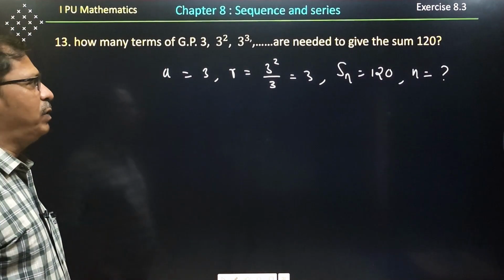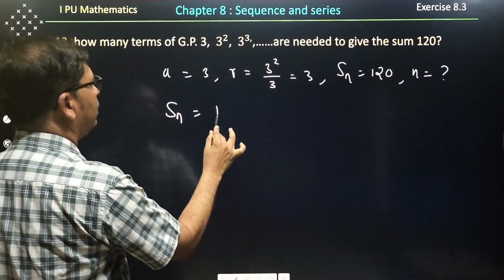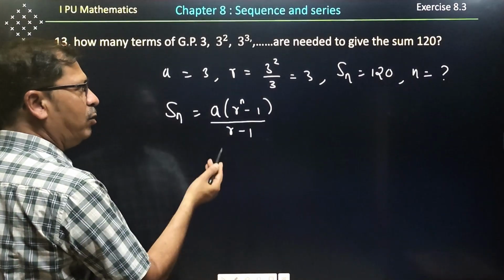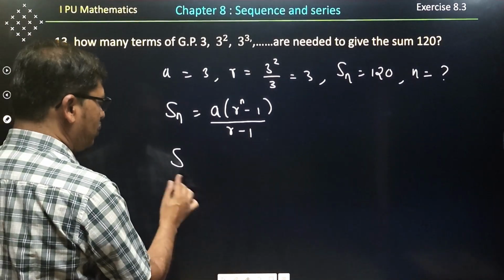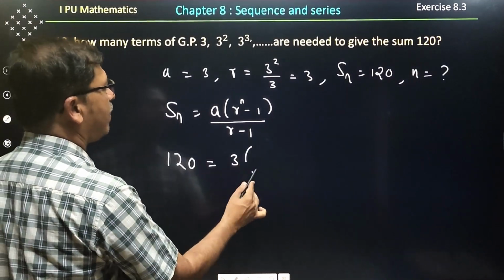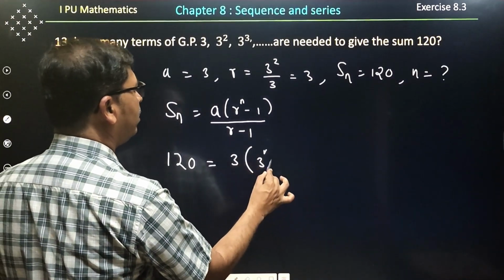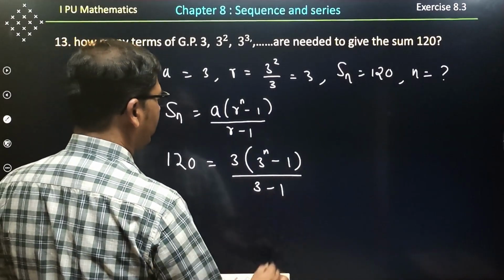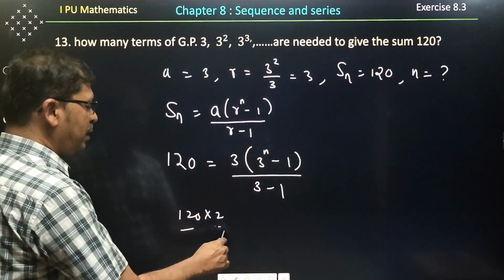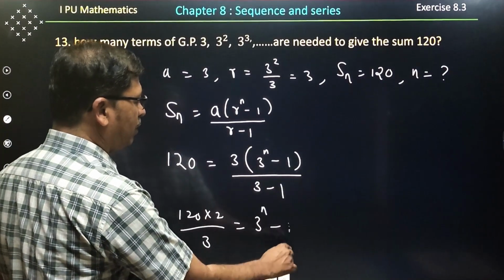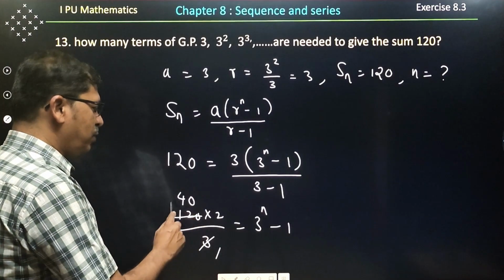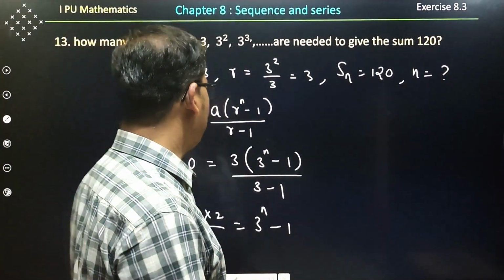R value is 3, which is greater than 1. So use the formula Sn is equal to a into bracket r raised to n minus 1 divided by r minus 1. Put the value of Sn, substitute here, which is 120, not only 20. A is 3, r value is 3, 3 to the power n minus 1 divided by 3 minus 1. Okay. 3 minus 1 is 2, take to this side, 120 into 2, take 3 to this side, this becomes divided by 3, which is equal to 3 to the power n minus 1. 3 1s are 3, 3 4s are 12, so 40 it is, 40 2s are 80. 80 equal to 3 raised to n minus 1.